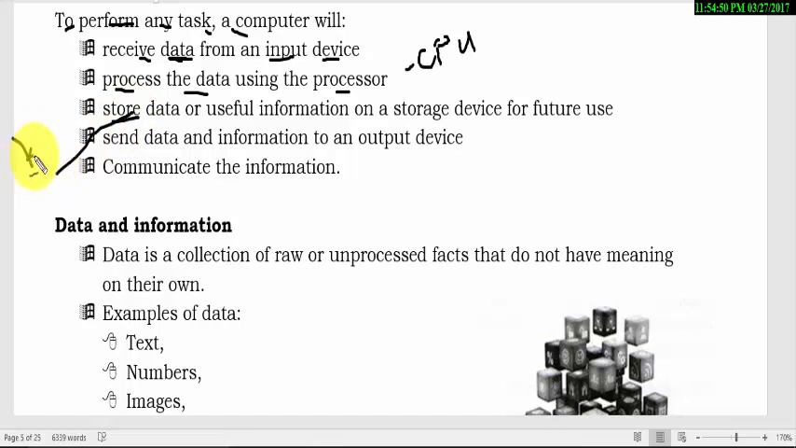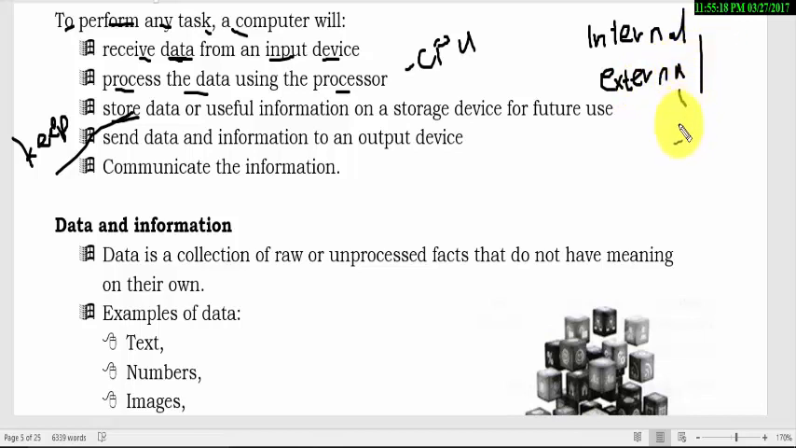Now students, you need to understand that the other word for store is to keep. Now how do we keep? We keep data either internal or external. When we say external, it means outside. The word internal means inside.